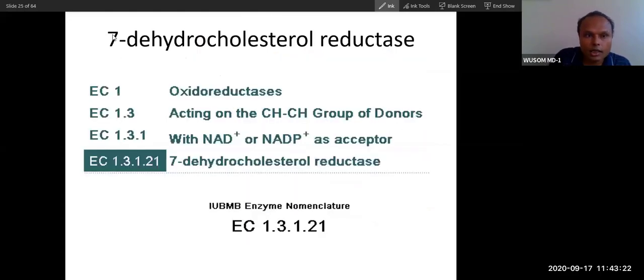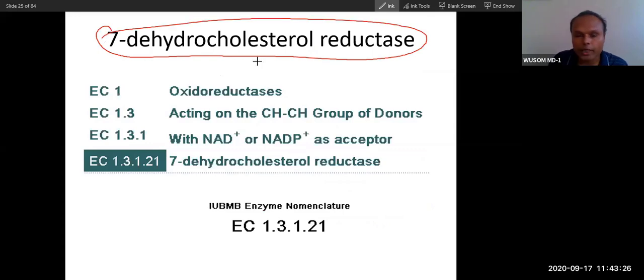Now see this. Let's take the example of 7-dehydrocholesterol reductase. This enzyme is the last enzyme of cholesterol synthesis. Now, reductase, as the name suggests, is an oxidoreductase enzyme. Because it is an oxidoreductase, you give the enzyme commission number 1 first, and then the rest of the numbers follow based on what the donor is here and what the acceptor is.